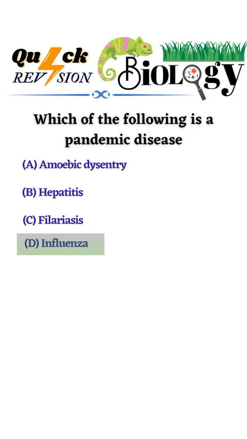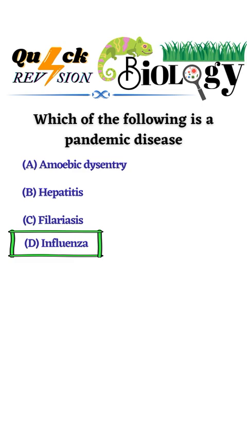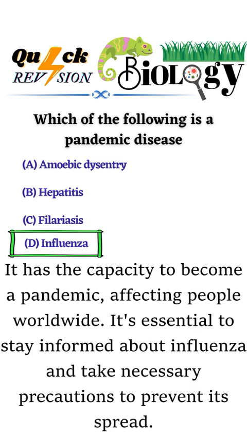Option D. Influenza. Influenza, commonly known as the flu, is the correct answer. Influenza has the potential to cause global pandemics. This is due to its ability to rapidly spread across different continents, affecting a large number of people. In conclusion, the correct answer is D. Influenza. It has the capacity to become a pandemic, affecting people worldwide. It's essential to stay informed about influenza and take necessary precautions to prevent its spread.